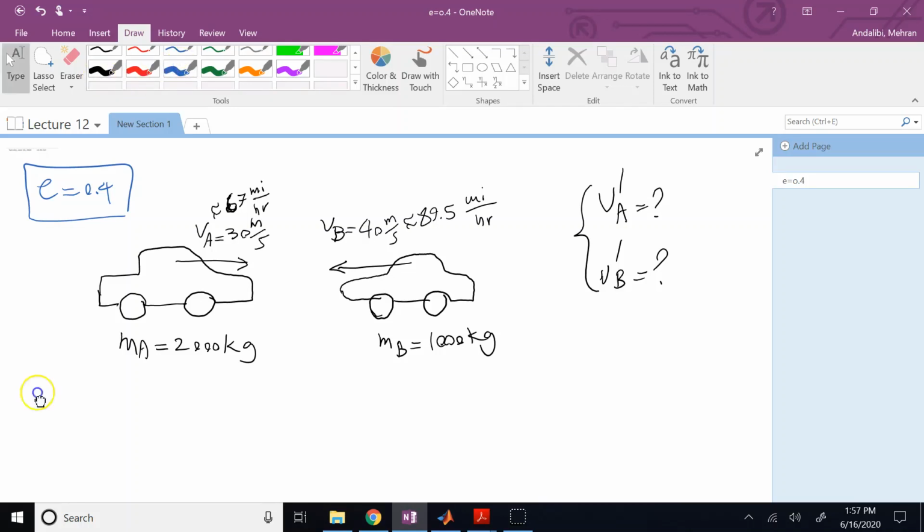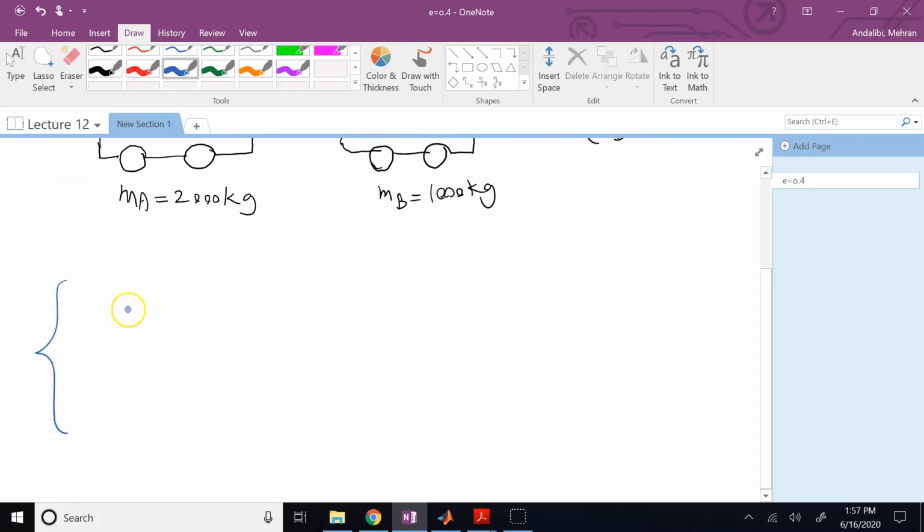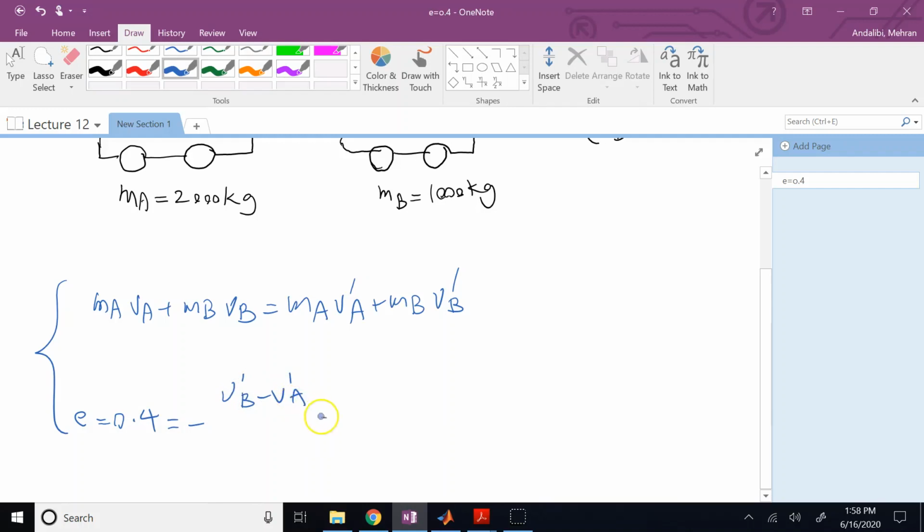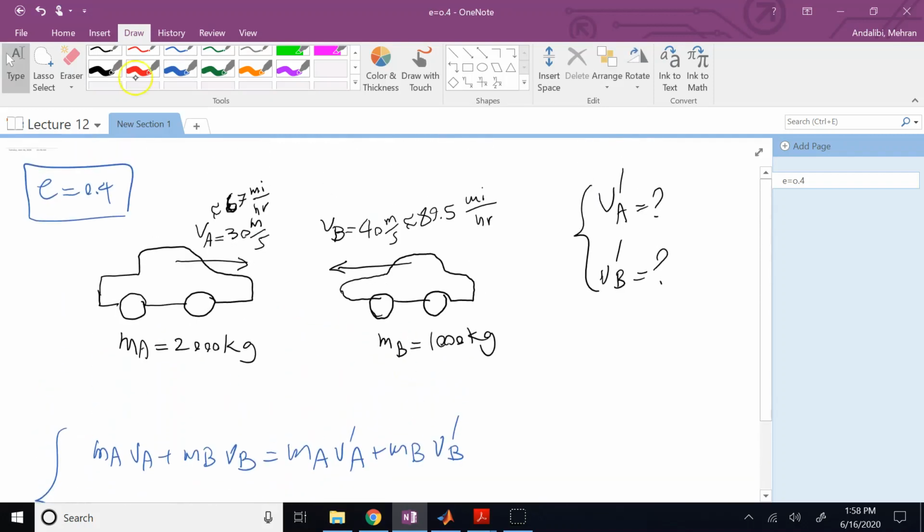And that's where we resort to our two equations. One is mAvA plus mBvB, which is the total linear momentum before impact, is the same as mAvA prime plus mBvB prime, which is the total momentum after impact. And then E, which is 0.4, is equal to the negative relative velocity after impact, which is vB prime minus vA prime, divided by the relative velocity before impact, which is vB minus vA. And we have to assume a positive direction for the x-axis. Let's say the right side is the positive direction.